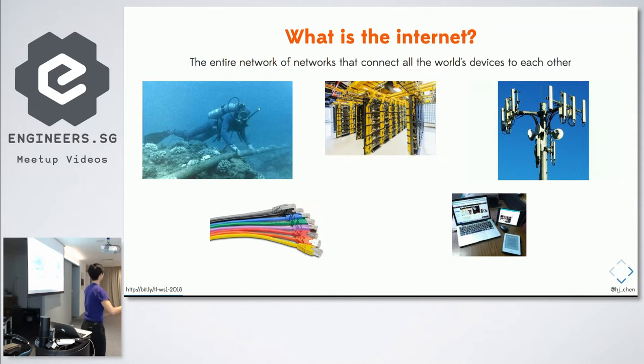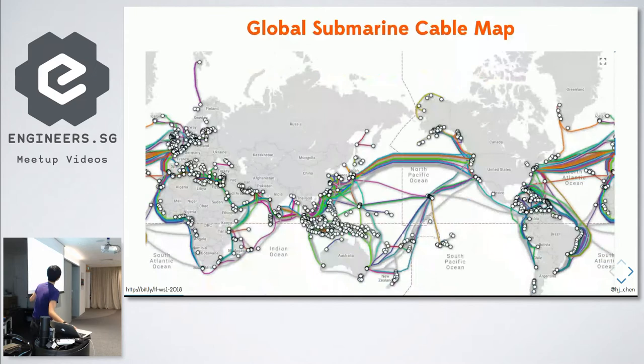All these physical things are what connects your computer to Facebook servers in maybe America, or if you have a friend in Argentina, you can send email to them, all connected to the same network. This planet is so big, but it's the same network, one network. That's the internet. So this is a picture of the global submarine cable map.